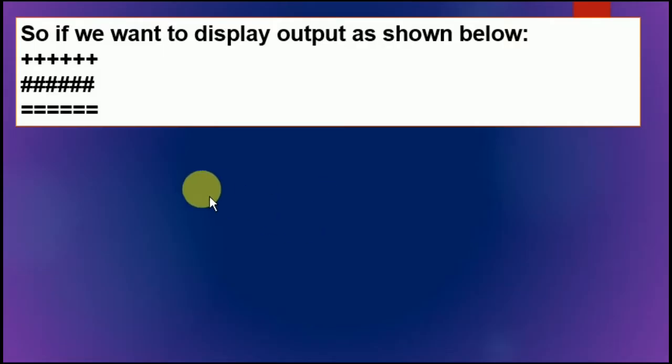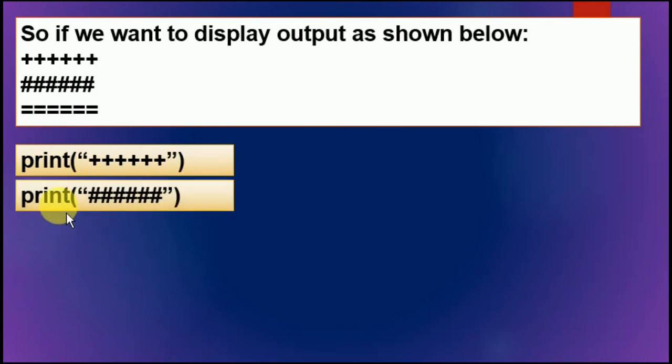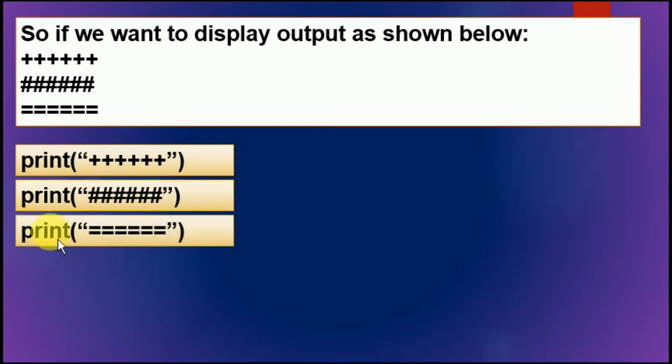If I want to display the output like this, how many lines are there? There are 3 lines. In the first line there are plus signs, then hash signs, then equal to signs. So the first line is print, with the plus signs passed inside it. In the second line you pass the hash sign. In the third line you pass the equal to sign. When we execute this, this output is displayed on the screen.